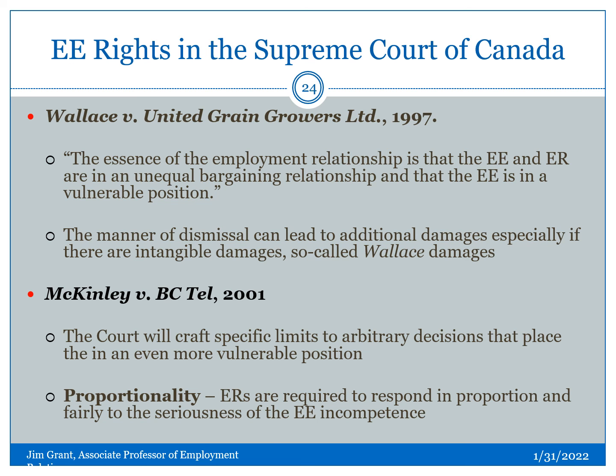A couple of interesting quotes from the cases that I've already been referring to. In Wallace versus United Grain Growers in 1997, this is a quote from Justice Iacobucci. He was one of the 9 justices hearing this case on the Supreme Court of Canada, and he wrote the decision for the other justices. So he says in his reasoning, the essence of the employment relationship is that the employee and employer are in an unequal bargaining relationship, and that the employee is in a vulnerable position.